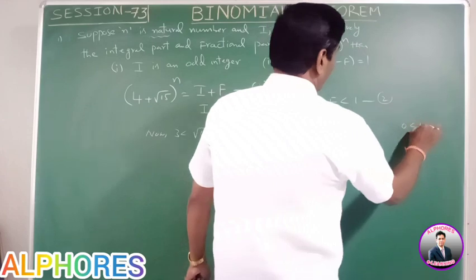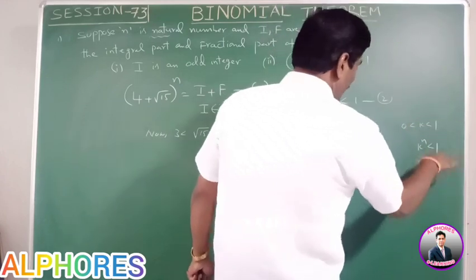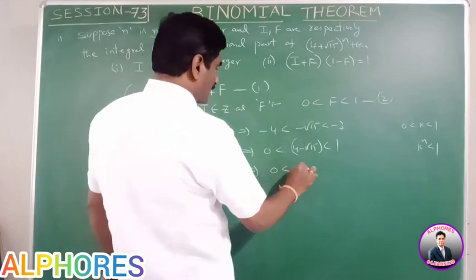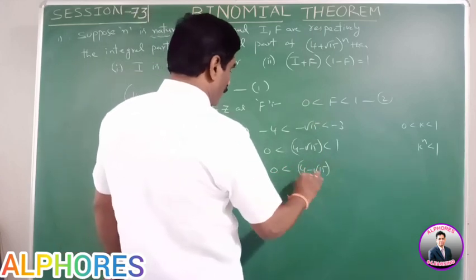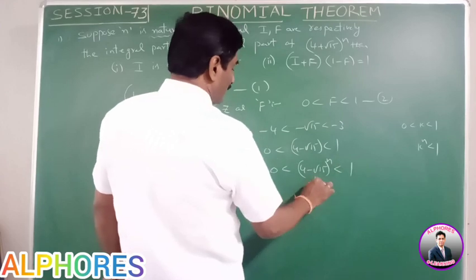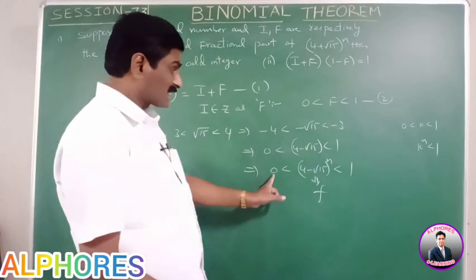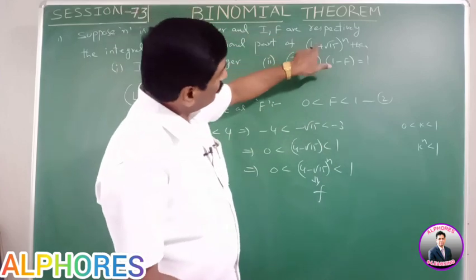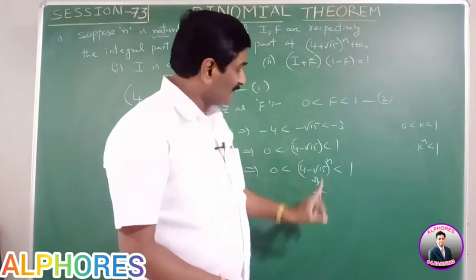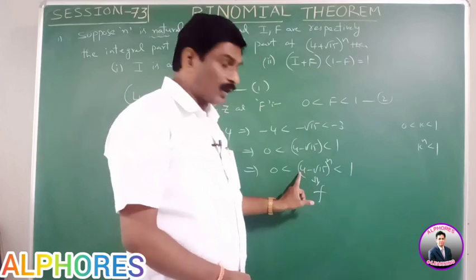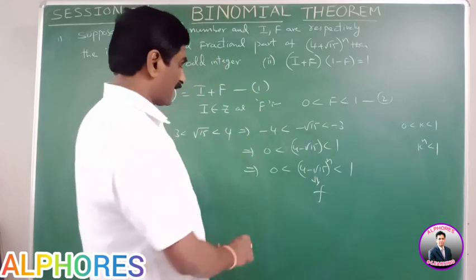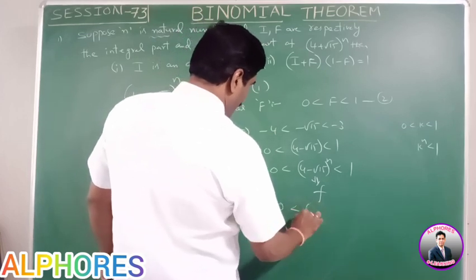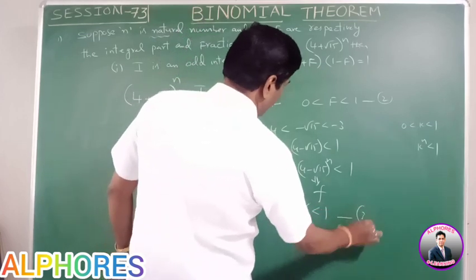If 0 less than k less than 1, then k power n is always less than 1. Applying the index n to this value, 0 less than 4 minus root 15 whole power n is less than 1. Say this value is small f. This value always lies in between 0 and 1, a fractional part. Here, from the given, capital F is the fractional part for 4 plus root 15 whole power n. In this case, small f is the fractional part in 4 minus root 15 whole power n. That means 0 is less than f is less than 1. Say this equation is 3.